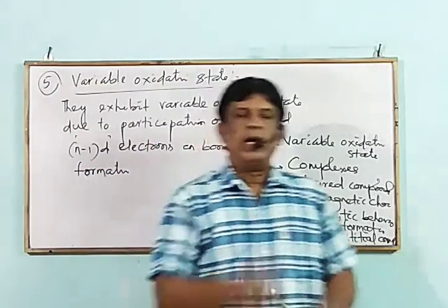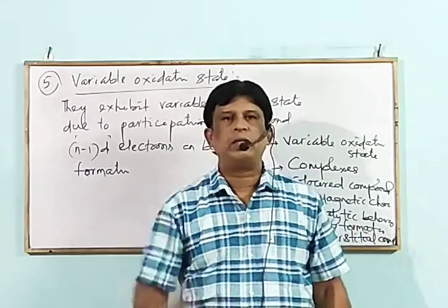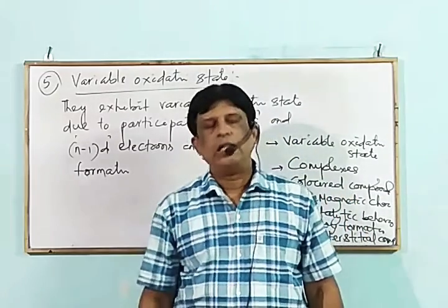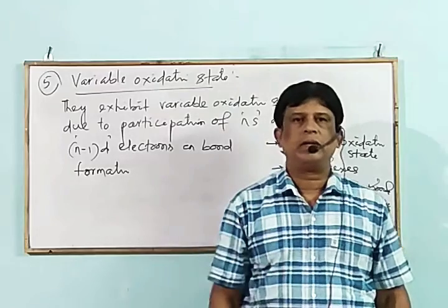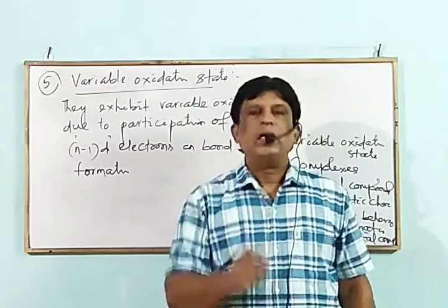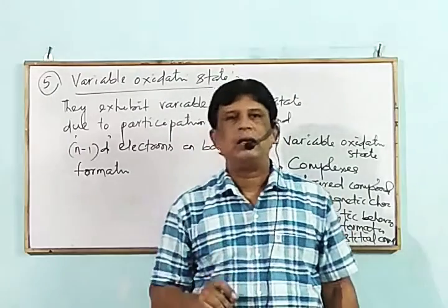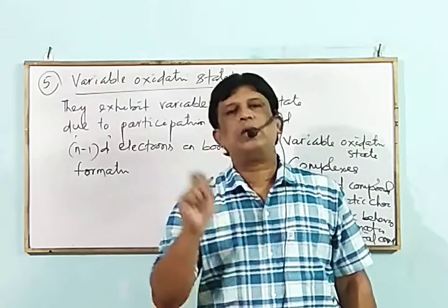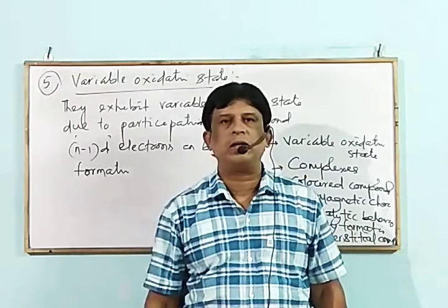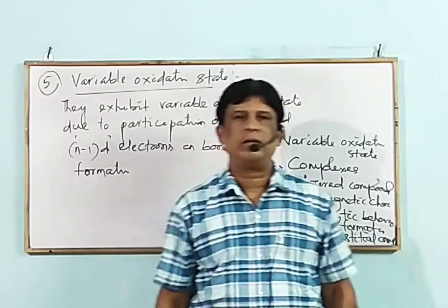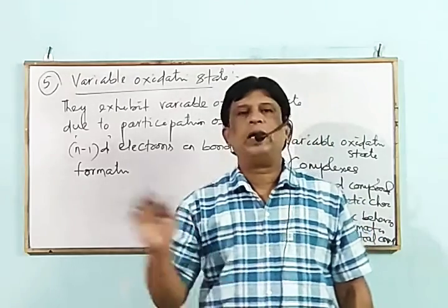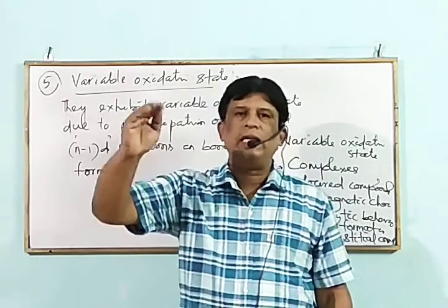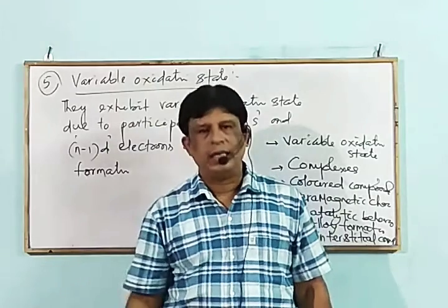Generally, when ns electrons participate in the bond formation, when the electrons present in the valence shell participate in bond formation, then the metal exhibits a lower oxidation state. On the other hand, when the electrons present in the valence shell and also in the penultimate shell, that is ns electrons and (n-1)d electrons, participate in bond formation, they exhibit a higher oxidation state. Normally, in each period of the transition series, we observe that the oxidation state gradually increases up to the central metal atom and then decreases.